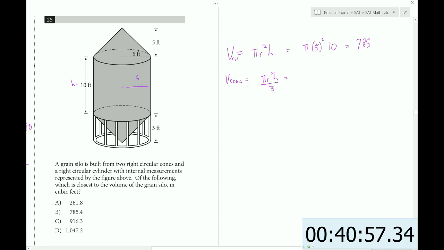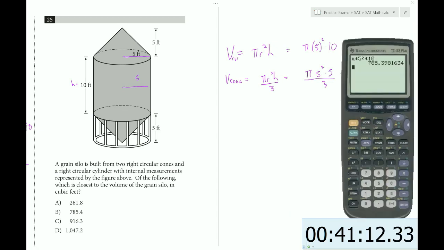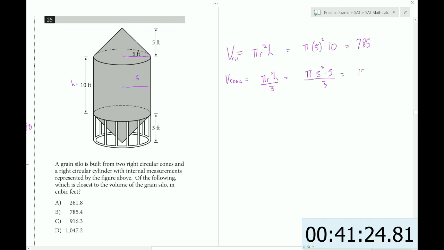Next, we're going to do the volume of the cone. So let's do the topmost cone. The radius would be 5 and the height would be 5. So we do pi times 5 squared times 5 divided by 3. And that's going to come to 131. But we have two of these, top and bottom, so that would make 262.